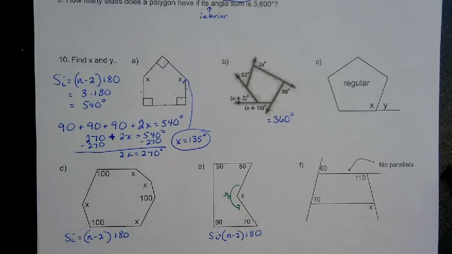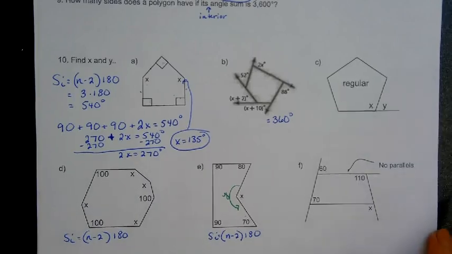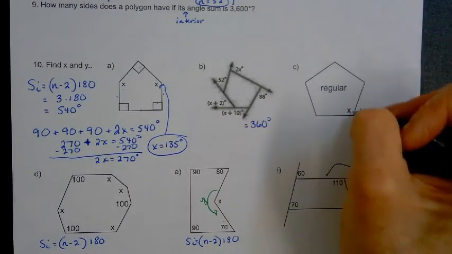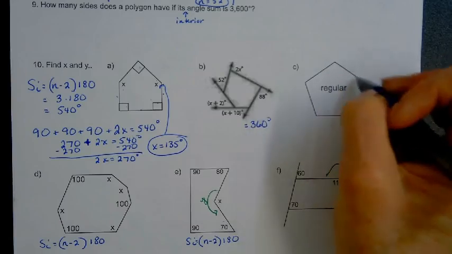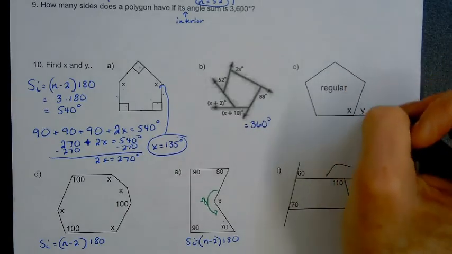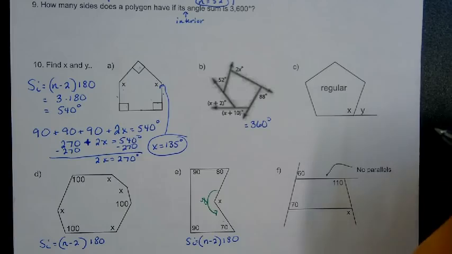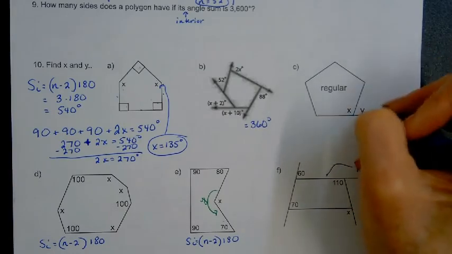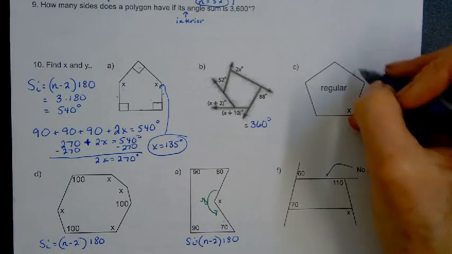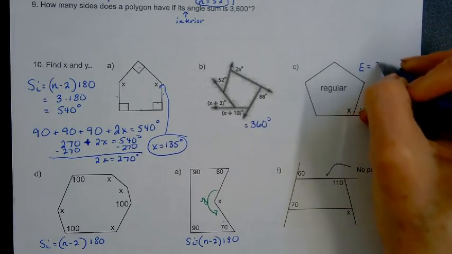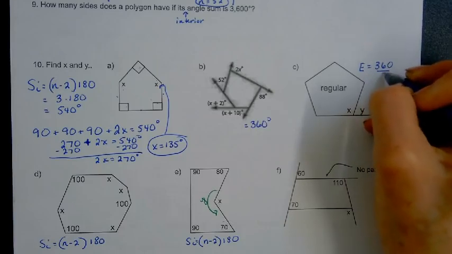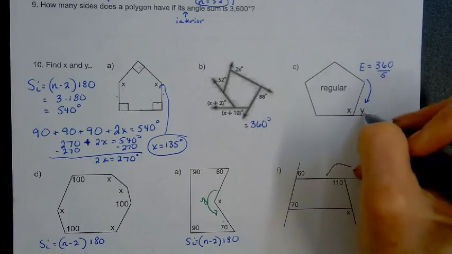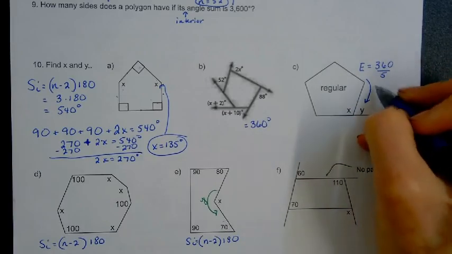Okay, so in letter C, again we have an interior angle. So we're going to solve for that interior angle first. Actually, we could solve for the exterior angle first. That's a little faster. This is a regular pentagon. So if we want to know what the exterior angle is, then the exterior angle equals 360 divided by the number of sides, which is 5. So this exterior angle is going to be equal to 360 divided by 5. So that is 72. So our exterior angle is 72.